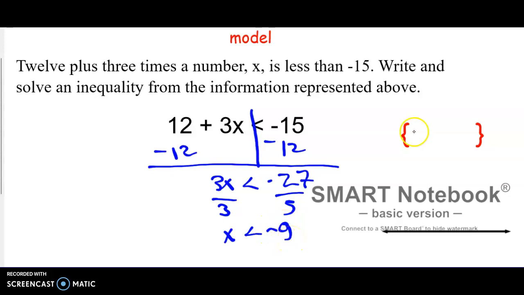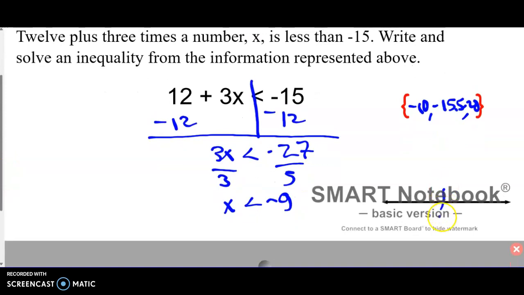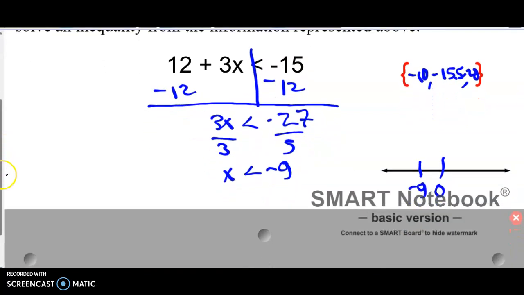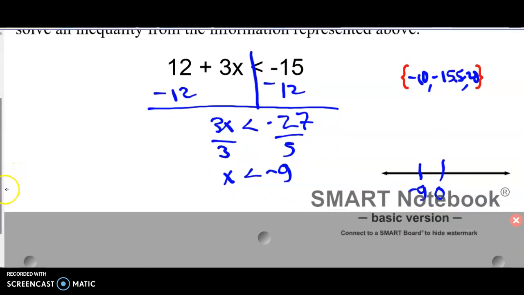What numbers are less than negative 9? Negative 10, negative 15.5, negative 20. So all of those are less than negative 9. Now on the number line, we want 0. Then we're going to go to negative 9 here, and we are going to graph it. So all of these numbers are to the left of negative 9. So it is an open circle, and it points in the direction of the lesser numbers.